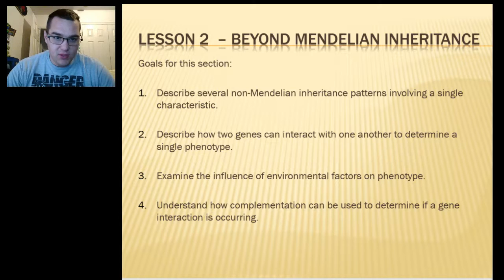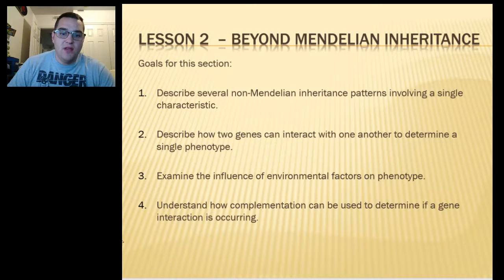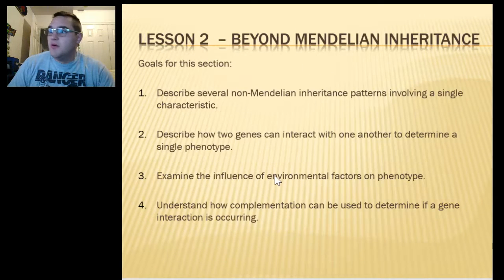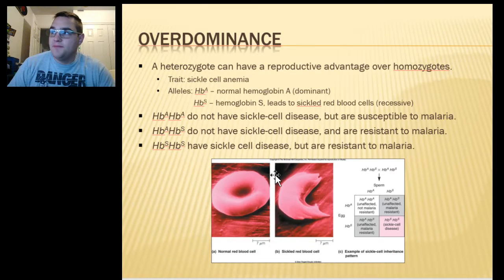The points of this lesson are: describe several non-Mendelian inheritance patterns involving a single characteristic, describe how two genes can interact with one another to determine a single phenotype, examine the influence of environmental factors on phenotype, and understand how complementation can be used to determine if gene interaction is occurring. So this first one, we're just going to go over some of the vocabulary here.